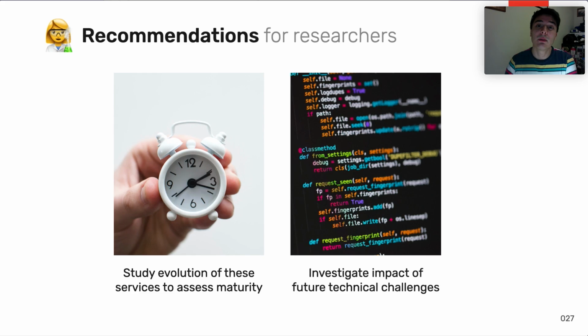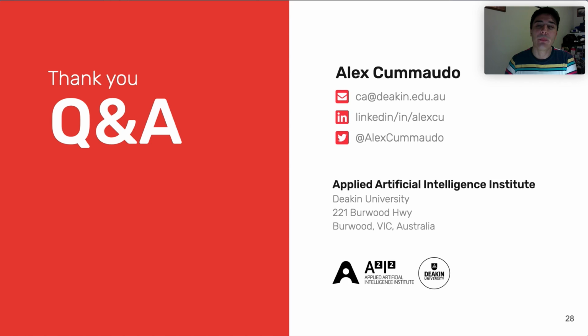Lastly, for us researchers, we should repeat a study like ours in a few years to assess how this space is evolving and whether or not developers have attained a greater maturity of intelligent services. We can also mine API usage patterns from open source software to see the technical challenges of implementation at the code level as well.